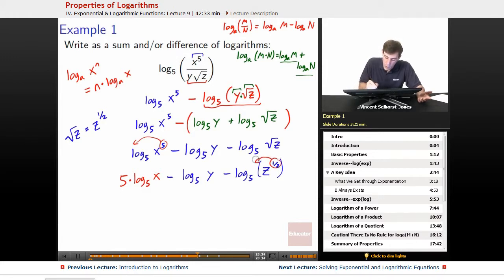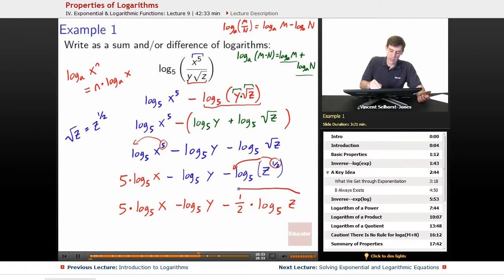Oops, not to there, but we have to move it all the way to the front of the log. There we go. So we've got 5 times log base 5 of x minus log base 5 of y minus 1/2 times log base 5 of z. And there we go. We've managed to write this entirely using very simple things inside of our log, just x, y, and z.